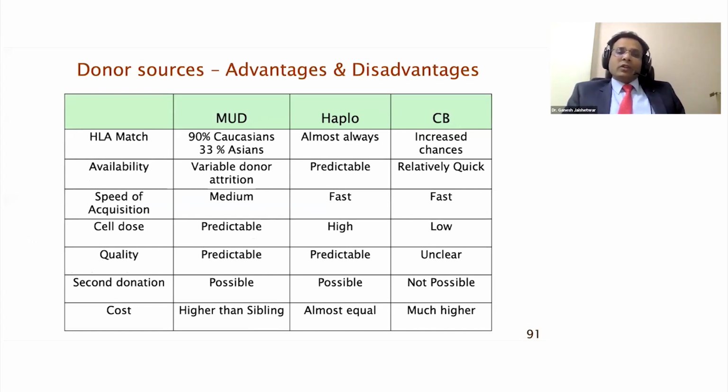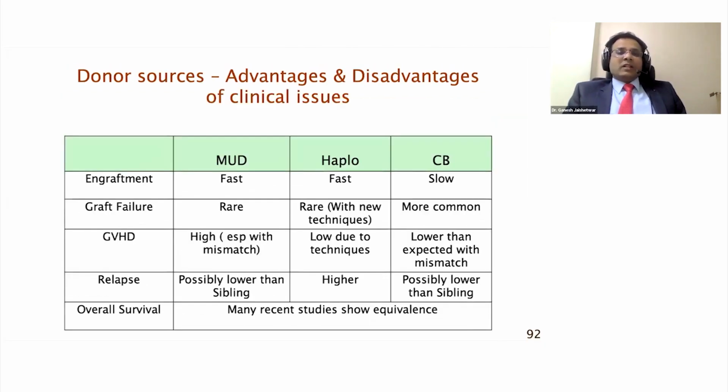Again, an HLA haploidentical family donor is almost always available. Availability is predictable. Speed of acquisition is very fast. Cell dose can be optimized, and also for various post-transplant interventions, the donor is always available. So that is the advantage.